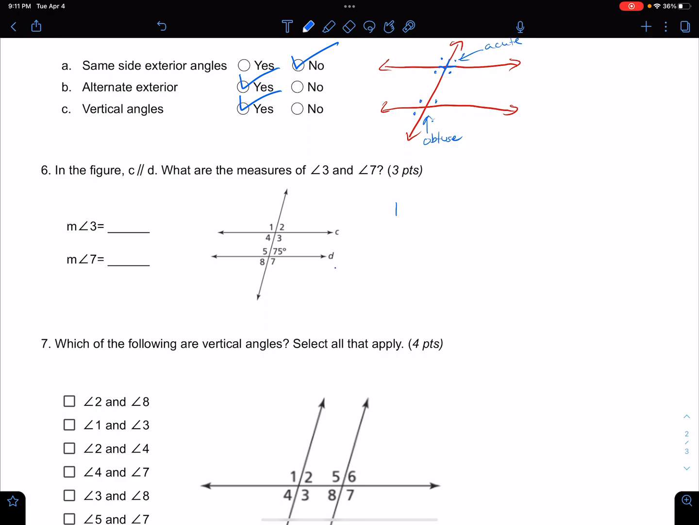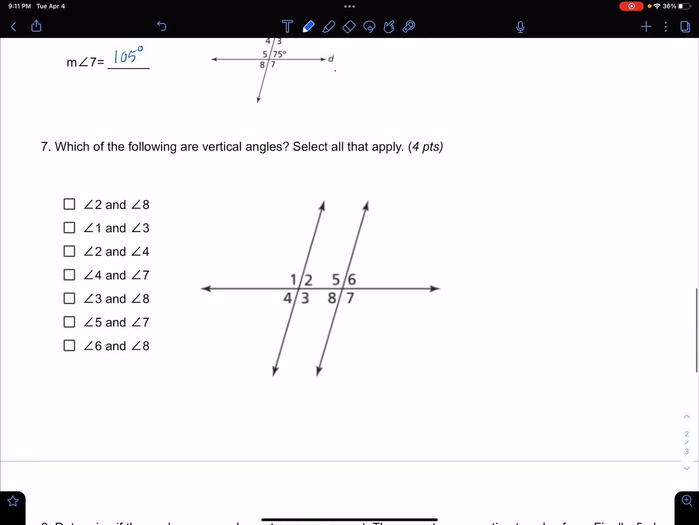Okay, so I find the obtuse one by doing 180 minus 75, and that equals 105. So I can go and look at these. Angle 3, that's an obtuse angle, so I know it's 105 degrees. Angle 7, it's an obtuse angle, so it's 105 degrees. Super easy there. Which of the following are vertical angles?